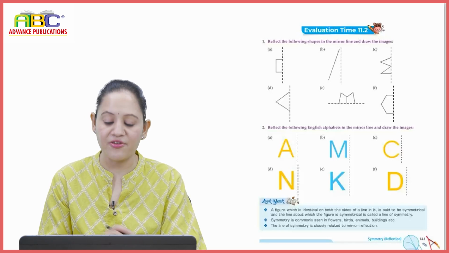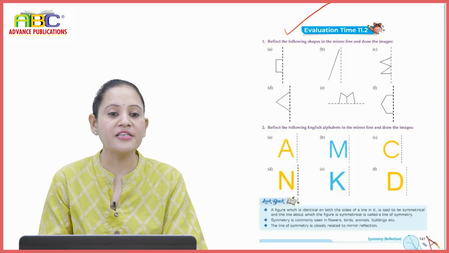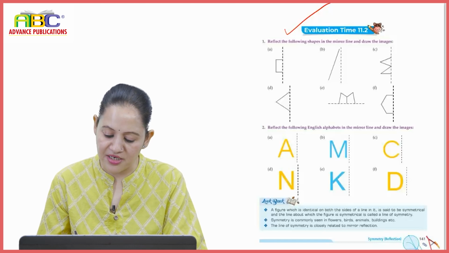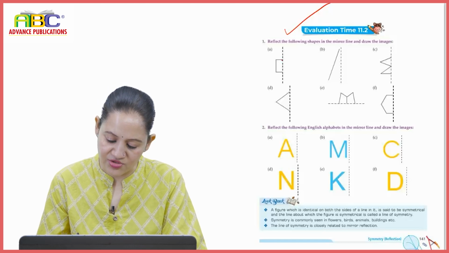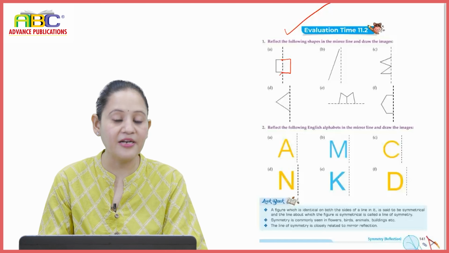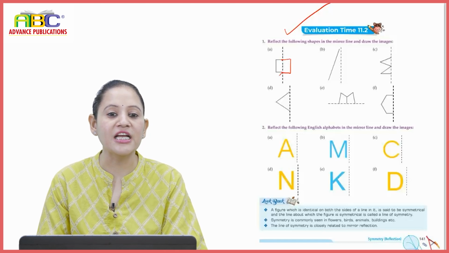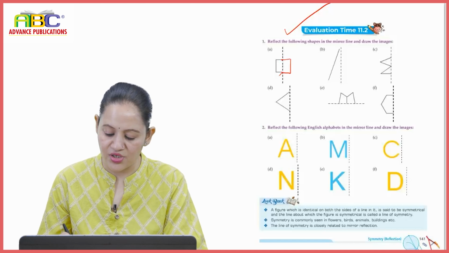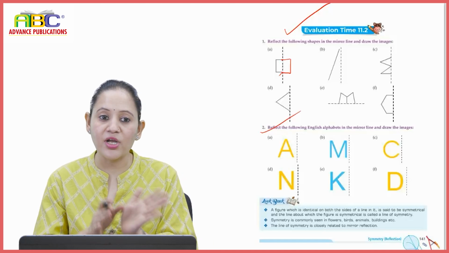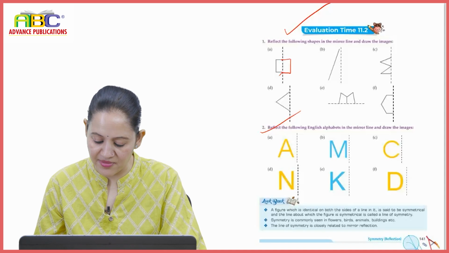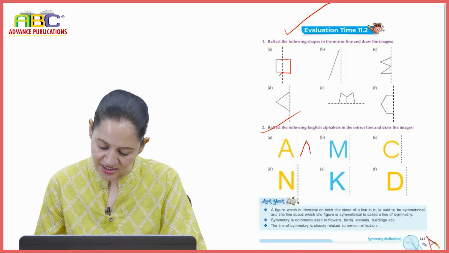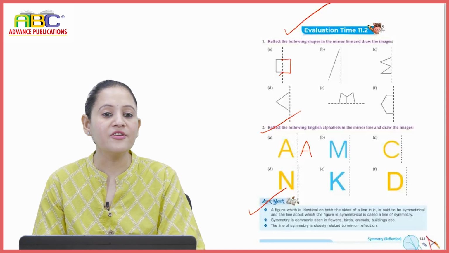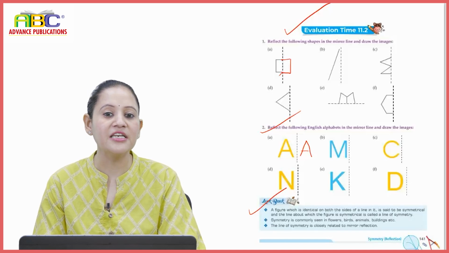Next is Evaluation Time 11.2. Reflect the following shapes in the mirror line and draw the image. If we look in the mirror, it will look exactly the same. So this is the other half. Clear? Next, reflect the following English alphabet in the mirror line and draw the image. If you see it in a mirror, it will look exactly the same. Only the side changes, but A will appear the same in this way. Clear?